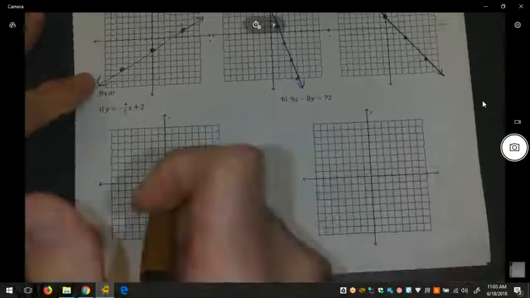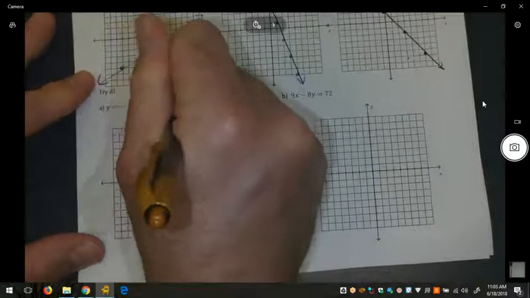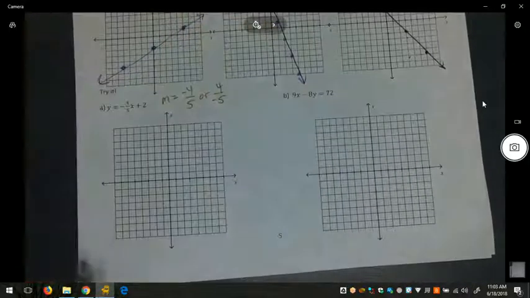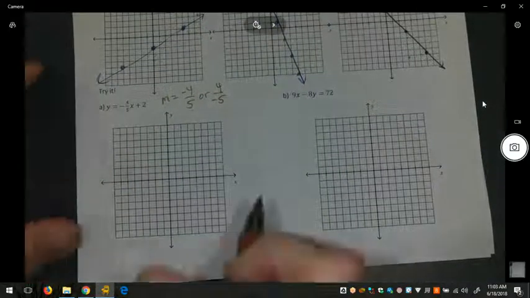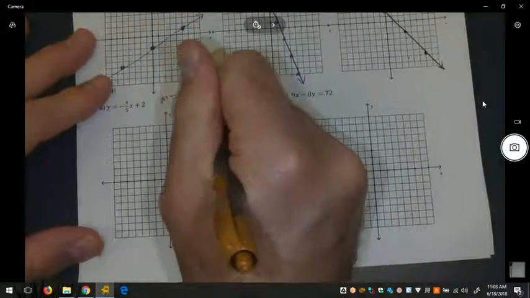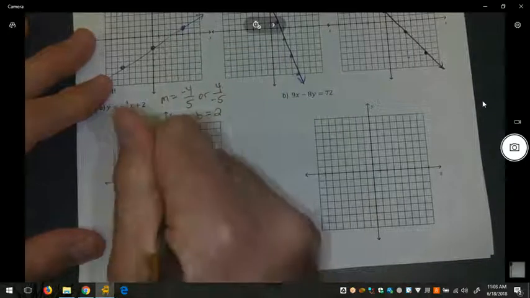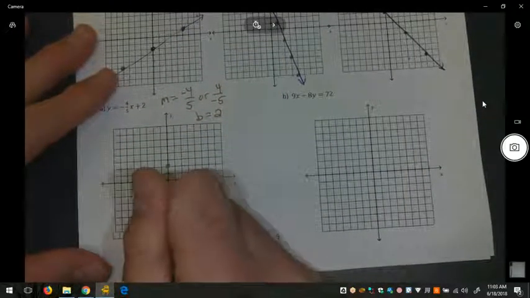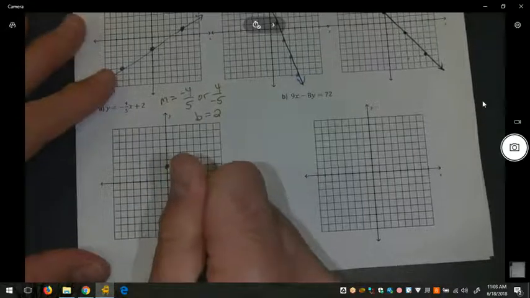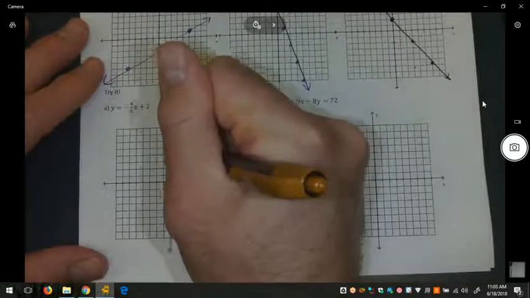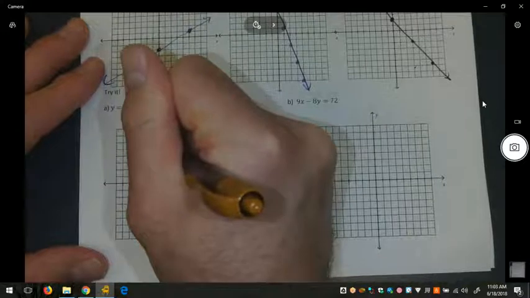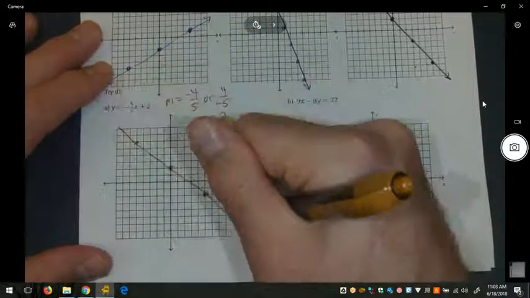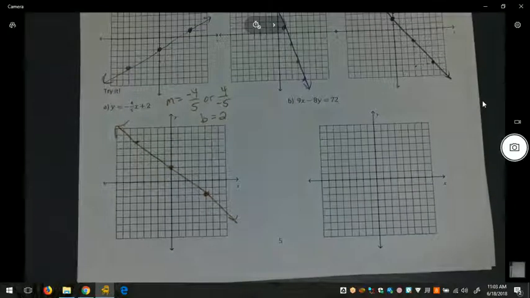Welcome back. For problem A, you should have had a slope of negative 4/5 or 4 over negative 5. They are the same slope, it's just a difference in how we plot them. The y-intercept is 2 or 0, 2. Starting at 0, 2, we can go down 4 and right 5. Or we could go up 4 and left 5. If this is the graph that you have, then you did it correctly.